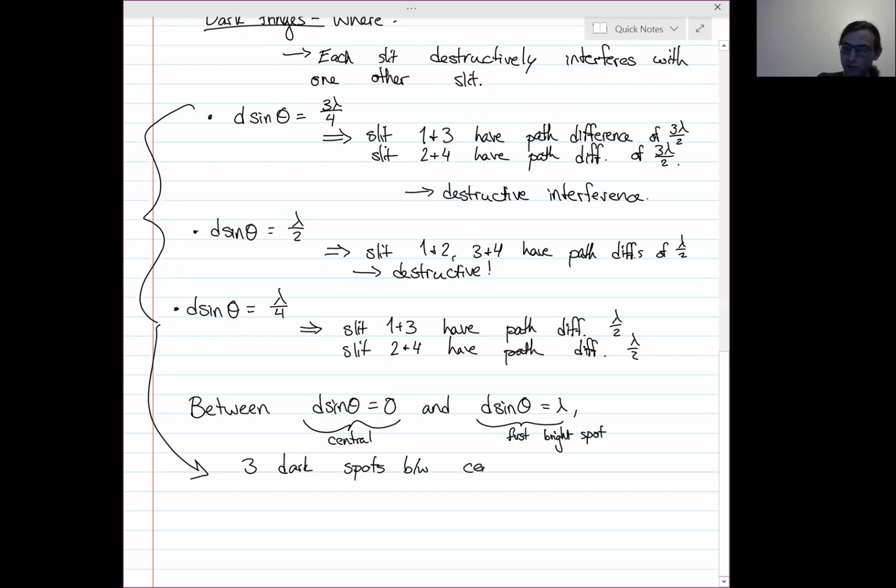between the central maximum and, I'm going to use a new terminology here, the first order fringe. First order fringe just means the first bright spot. And the reason for that is because the path length differences are between 0 and lambda. It's 3 lambda over 4, lambda over 2, and lambda over 4.